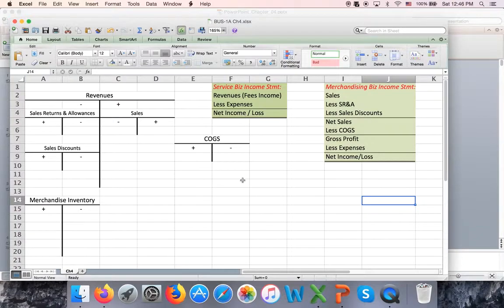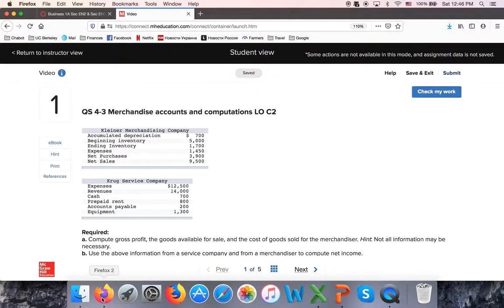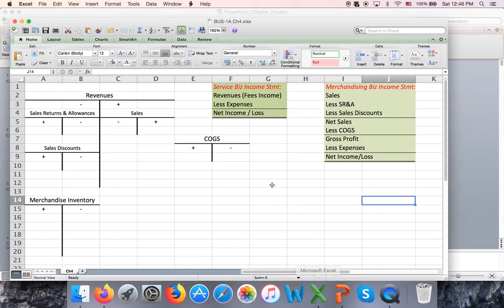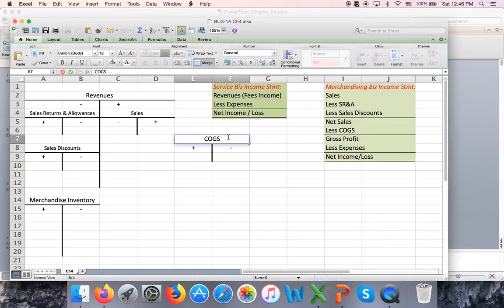Well, in this chapter, we're going to talk about the merchandising business. A merchandising business is a retail store or a distributor, wholesaler. So now we're going to have physical goods to sell. As a result, we're going to have a bunch of new accounts, such as cost of goods sold. That's a new expense account. So it's an expense, and it has a normal debit balance.